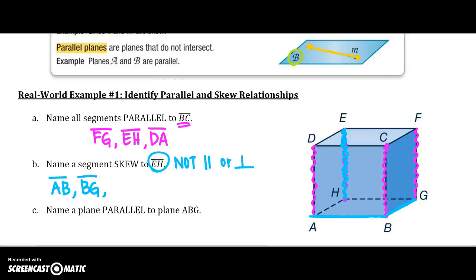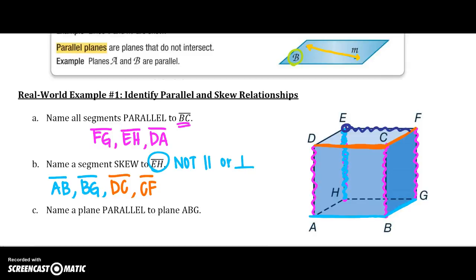DC is also one, and you might think, well, it kind of touches. Well, it is on a different plane. EH is on the back side, so DC would be one, and CF would also be one. Notice that EF, right here, intersects that line at point E, so that's why EF would not be skew.